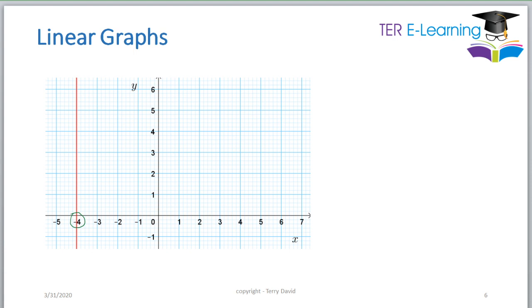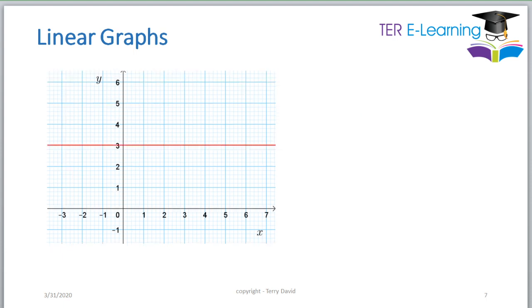Alright, so I see a lot of answers coming in here. X is equal to minus 4. That is great. So the equation of this line here, that vertical line, is x is equal to minus 4, right? So the equation of any vertical line is always going to be x is equal to something, right?